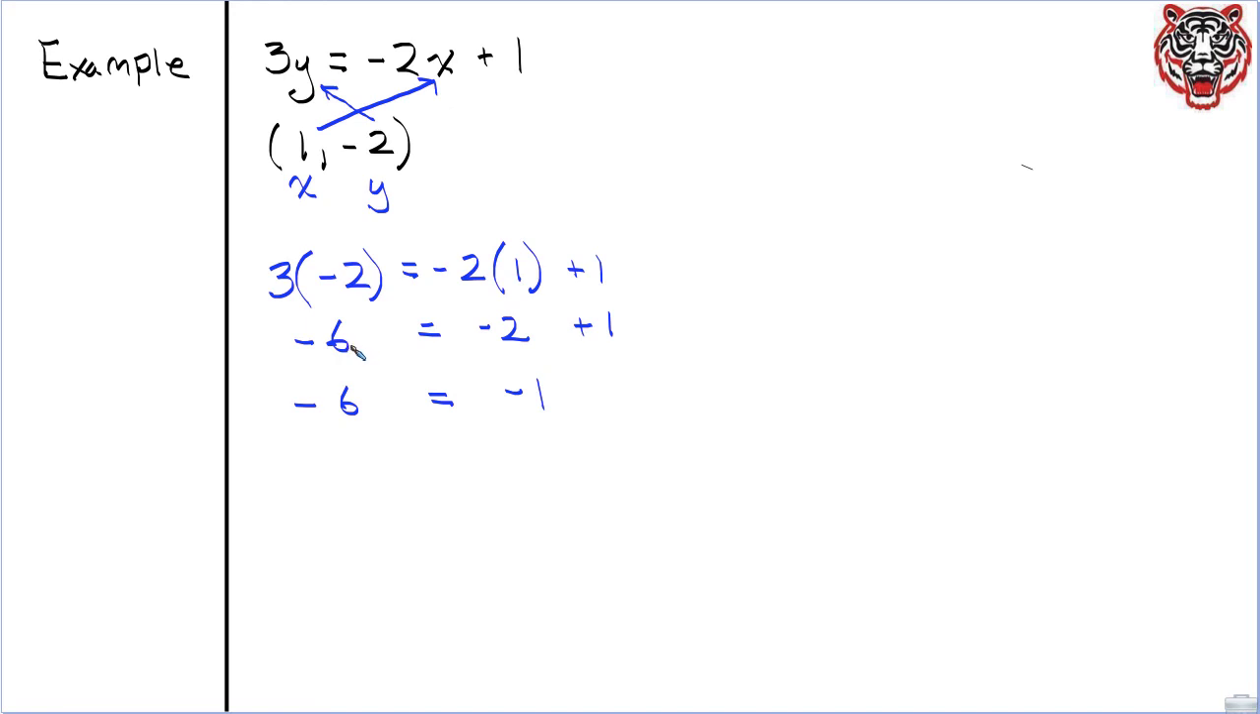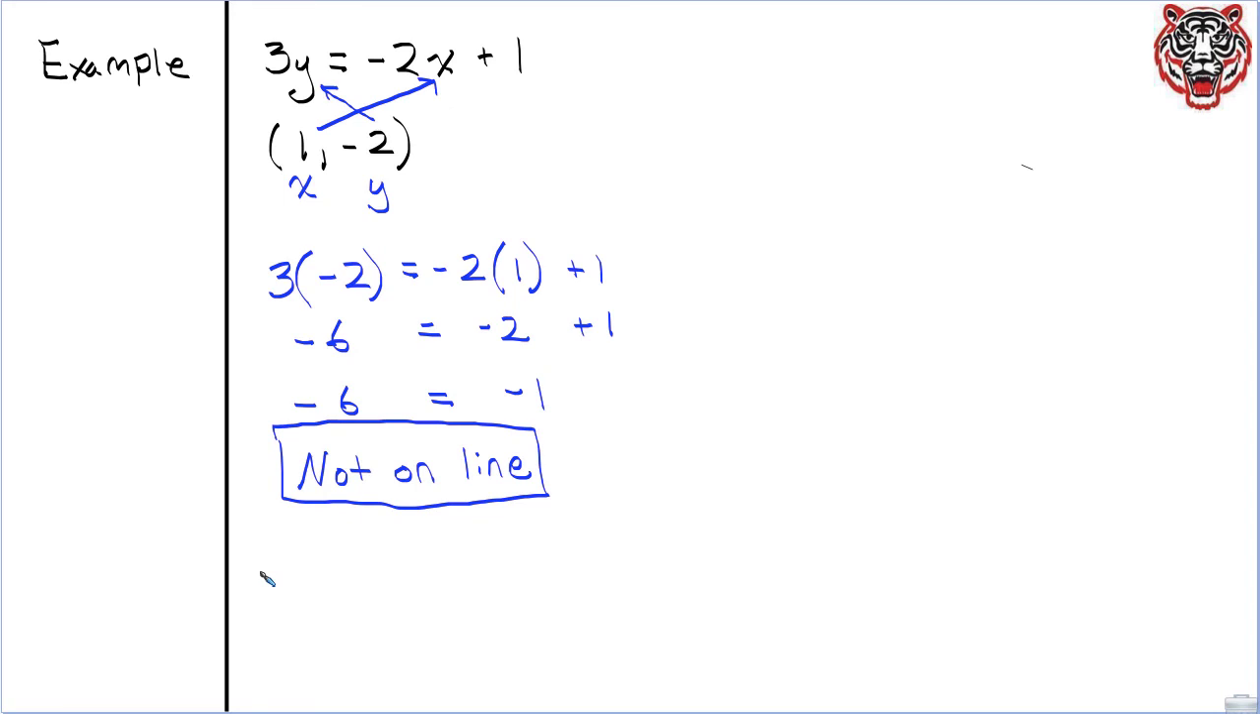All right. Then I'm just simplifying. 3 times negative 2 is negative 6. Negative 2 times 1 is negative 2. Have to rewrite the plus 1. Simplifying, I get negative 6 is equal to negative 1. And then the final answer here is not on line. That's really what we're looking for. Some sentence or phrase, not on line.